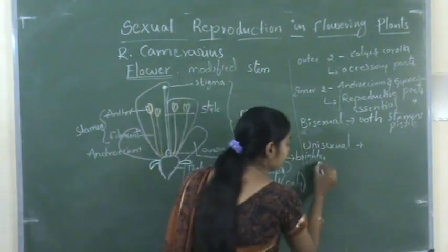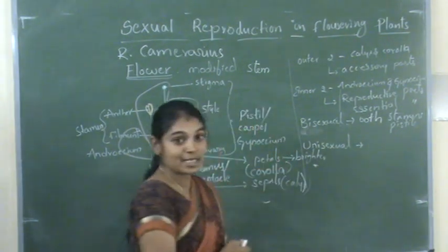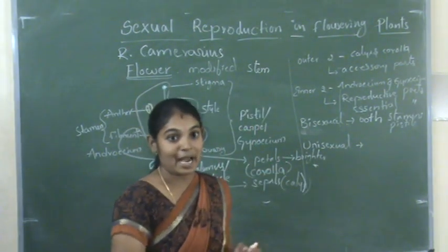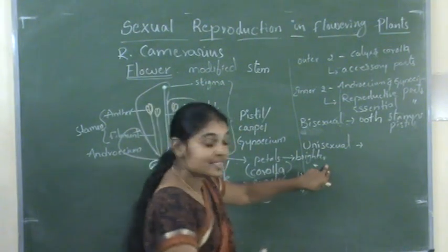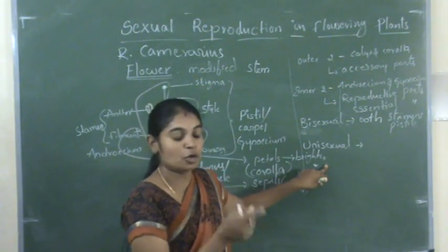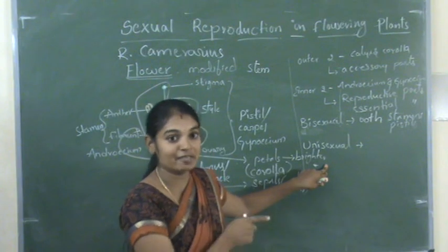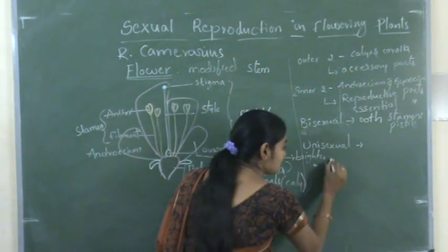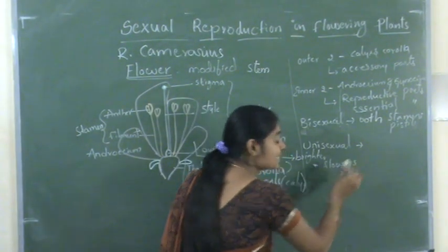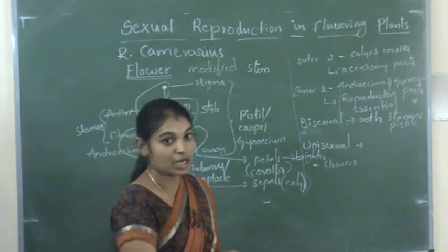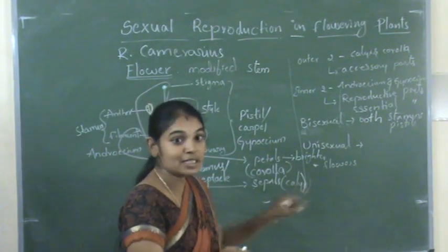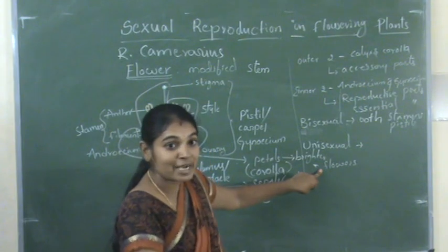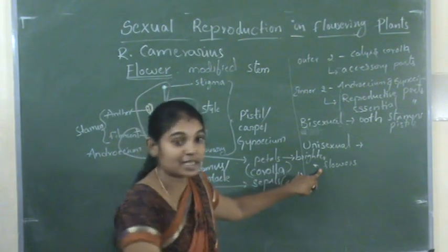And here one example is the papaya. If you observe papaya plants, all papaya plants have flowers, but only some plants give fruits, not all the plants. That is because the papaya plant has unisexual flowers.